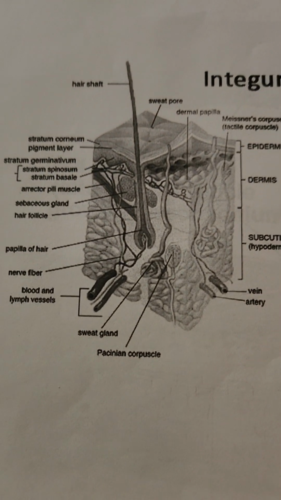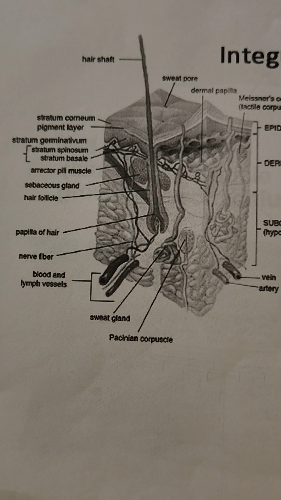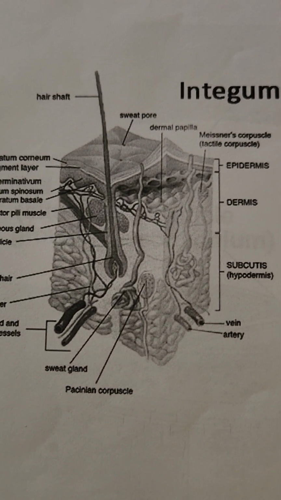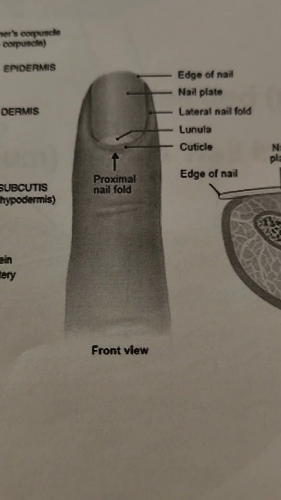Nails. Let's go on to nails now. I just want to show you. Let me get my little nail picture going. Turn you around. So we have the skin. We've talked about the skin. There's all the different things of the skin, just a smaller picture. Now we're going to go to the nail. So you see you have an edge of the nail.